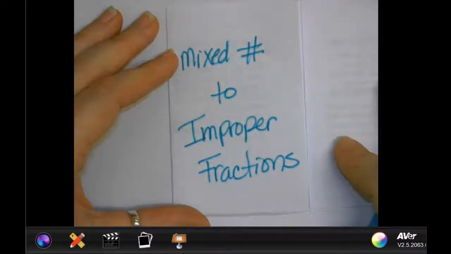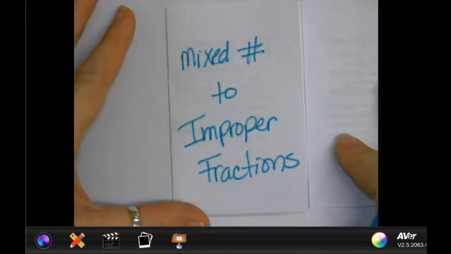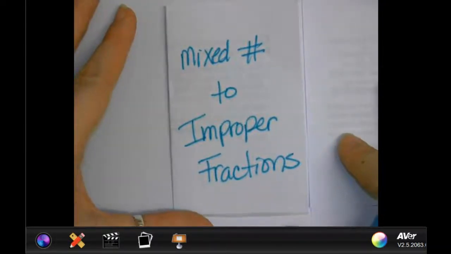A mixed number means it's a whole number and a fraction mixed together. Improper fractions just means that the numerator is bigger. But we should always just have one fraction, no mixed numbers.